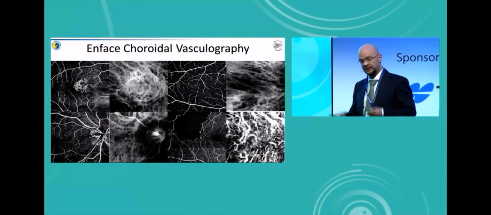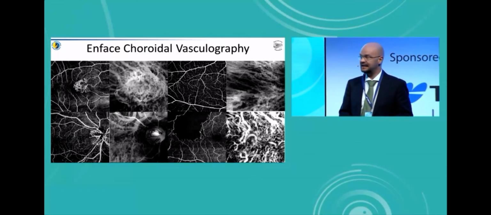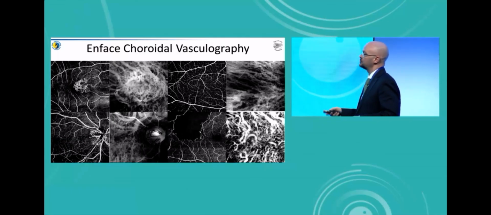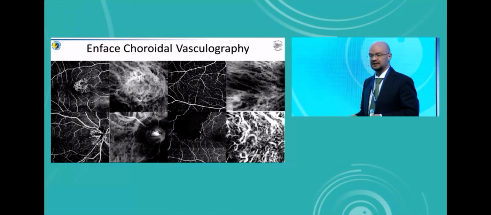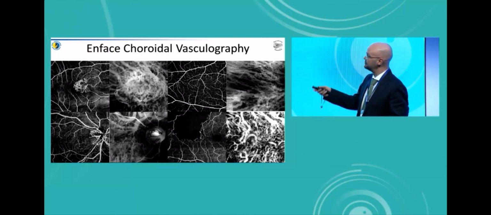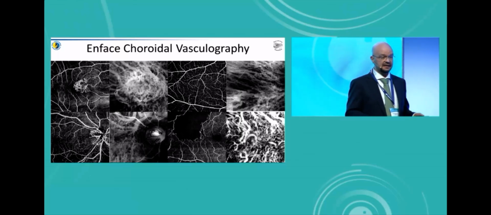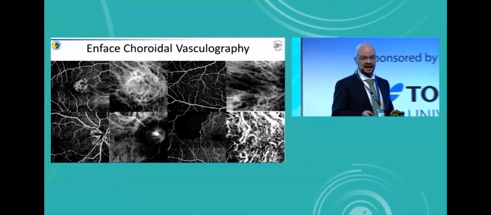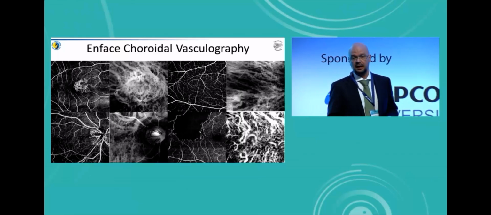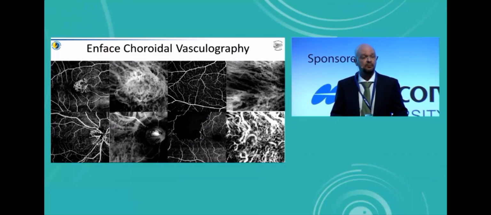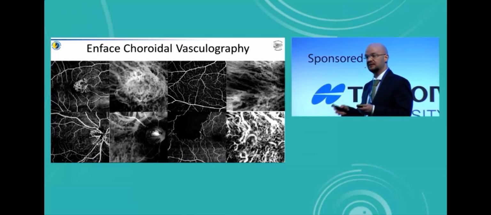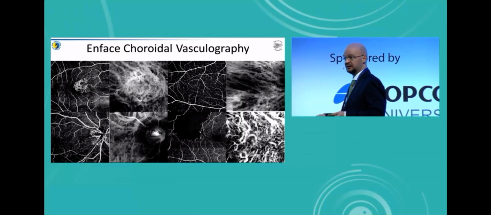Now, the question that I had was, is it possible, using the data from the OCTA, to get some kind of information on the choroidal vasculature? Is it possible to do an OCT angiography of the choroid? And the answer is, quite frankly, no. And if you looked at my previous presentation, the reason for that is quite clear.